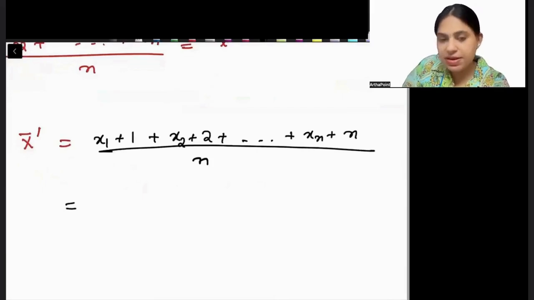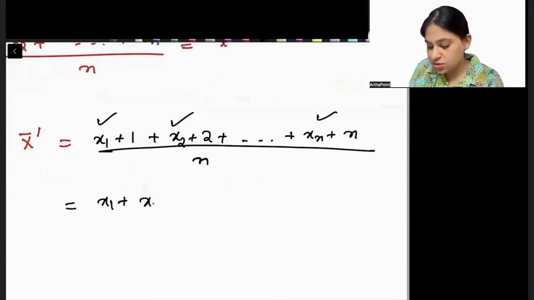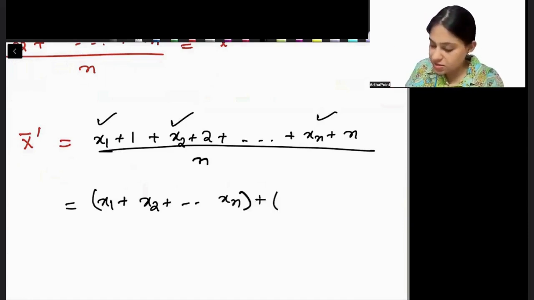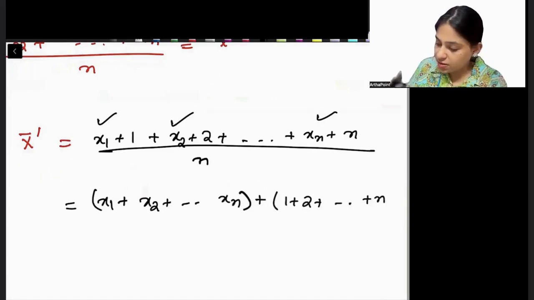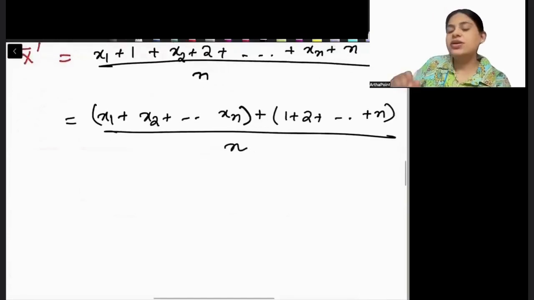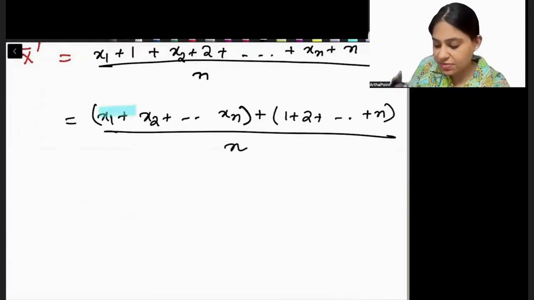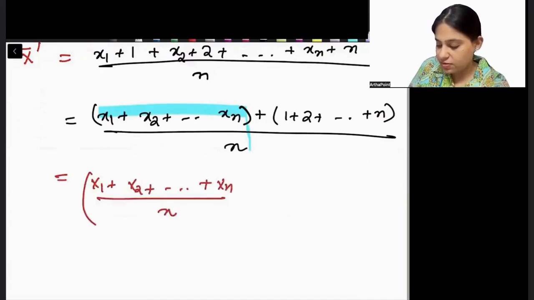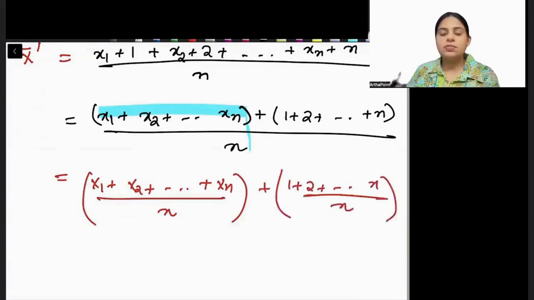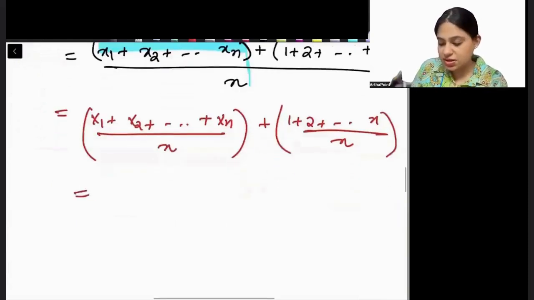Beta, what I will do now, मैं इसको rearrange कर देती हूँ. I'll rearrange it. x1, x2 till xn I will take together. So x1 plus x2 till xn. I have taken this together. Plus 1 plus 2 till n divided by n, right? Achha, let me just do one more step in between. x1 plus x2 plus xn divided by n, plus 1 plus 2 till n divided by n.